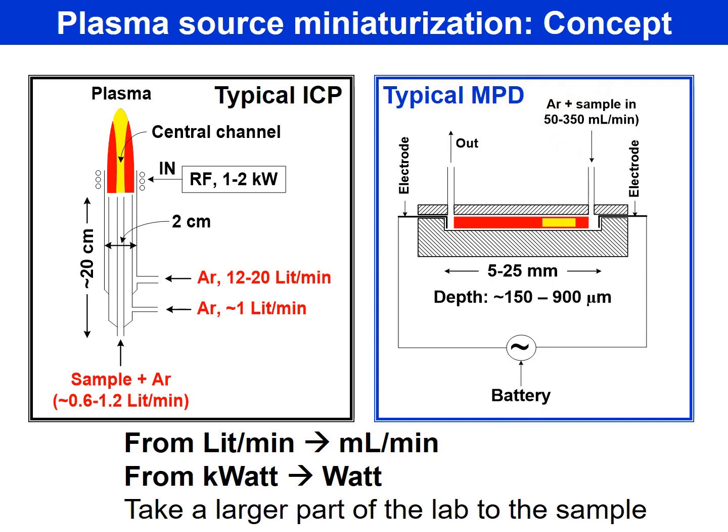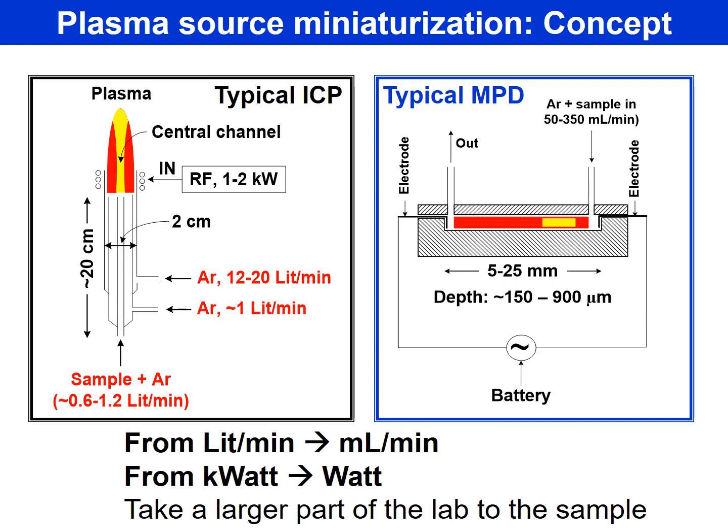So the typical plasma torch then, this is the plasma torch, this is the plasma. The sample comes in from the bottom, and you can see it here, the yellow is supposed to be the sample, and the diameter of the torch is about 2 centimeters.